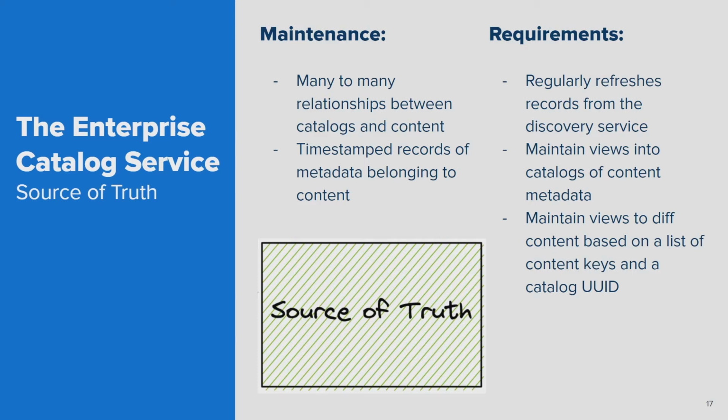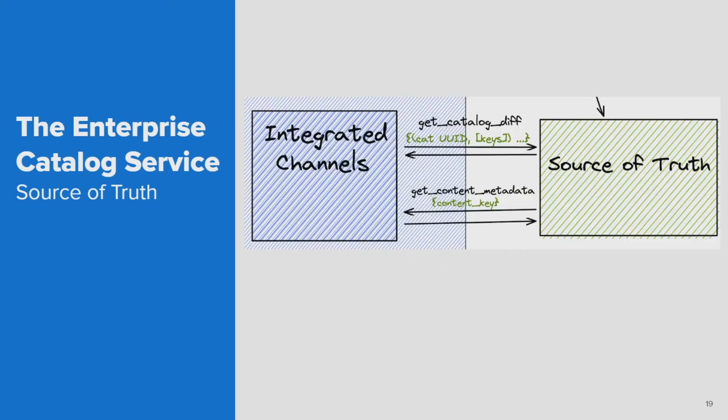But right now, I had just an arrow here. And we're going to zoom in a little bit because it's a little bit more complicated than just a simple arrow. Specifically, we have two endpoints. So one, the source of truth needs to surface the get catalog diff endpoint, which is responsible for taking a bucket of content keys, essentially the keys that belong to a catalog, and it generates, like I said, the 3 different buckets that we need with those content keys.